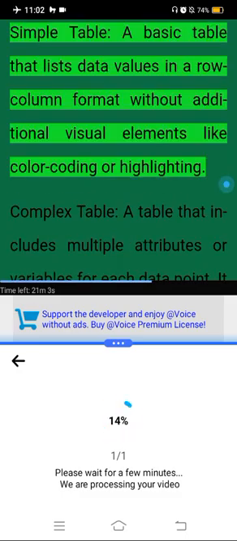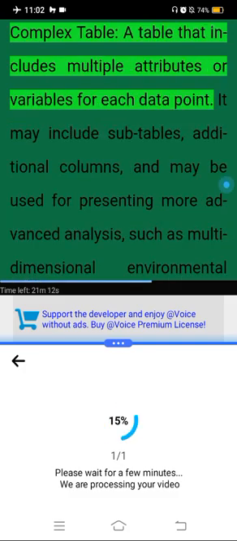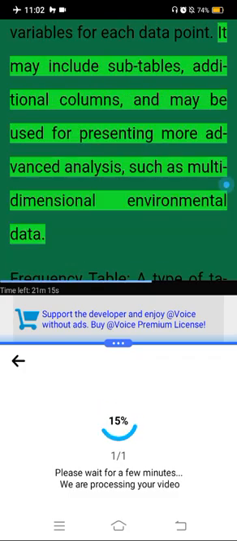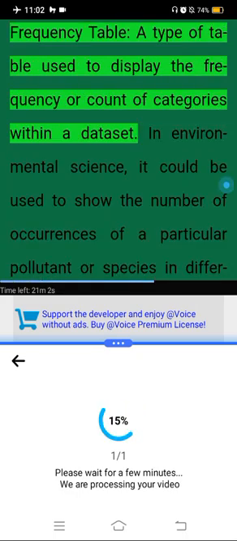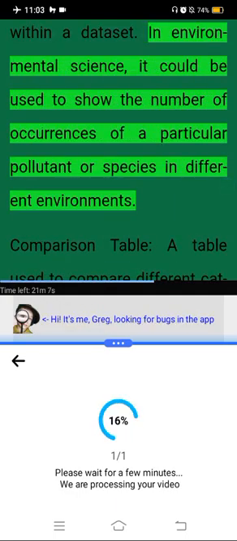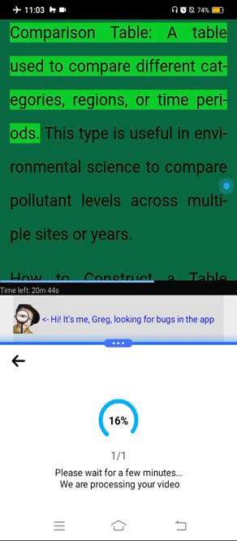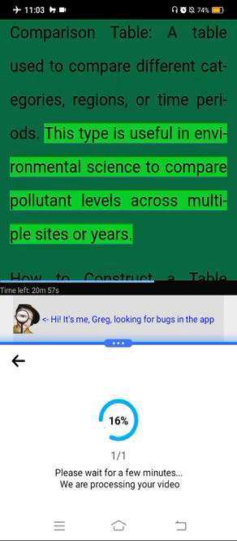Types of table charts. Simple table. A basic table that lists data values in a row column format without additional visual elements like color coding or highlighting. Complex table. A table that includes multiple attributes or variables for each data point. It may include subtables, additional columns, and may be used for presenting more advanced analysis, such as multidimensional environmental data. Frequency table. A type of table used to display the frequency or count of categories within a dataset. In environmental science, it could be used to show the number of occurrences of a particular pollutant or species in different environments. Comparison table. A table used to compare different categories, regions, or time periods. This type is useful in environmental science to compare pollutant levels across multiple sites or years.